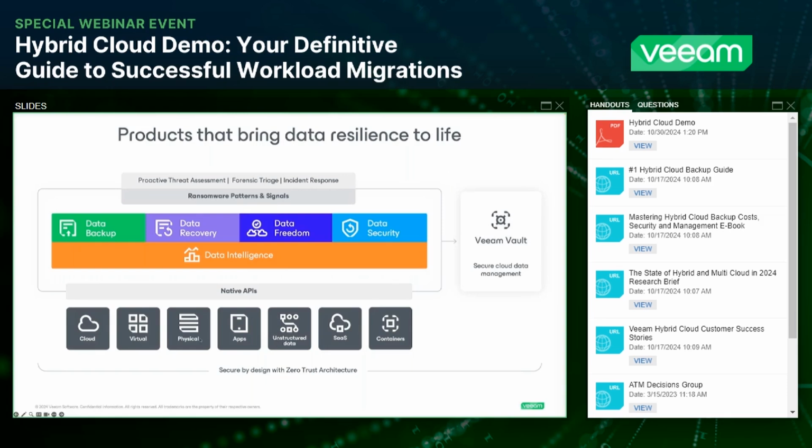And then we utilize those native APIs to protect all of these different environments: cloud, virtual, physical, enterprise applications, your unstructured data like NAS or object storage, SaaS applications like Microsoft 365, Salesforce, and your containerized applications that are being orchestrated by Kubernetes. We are not trying to take a one-size-fits-all approach when it comes to protecting these. We want to take a native approach because native means the best degree of resilience for that workload. But we still do that all under one common portfolio.